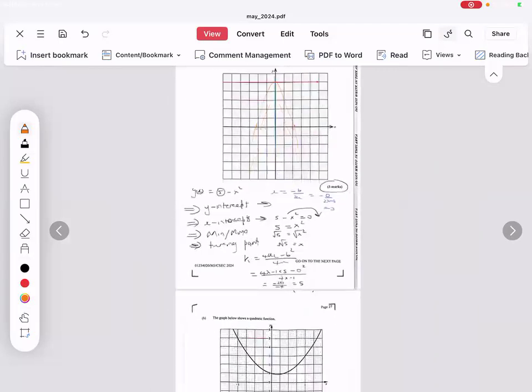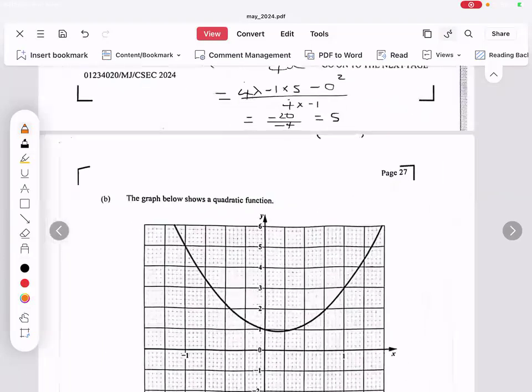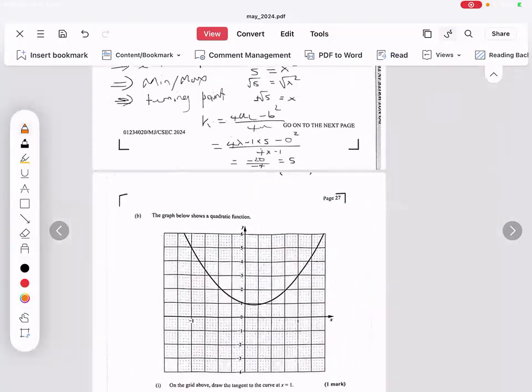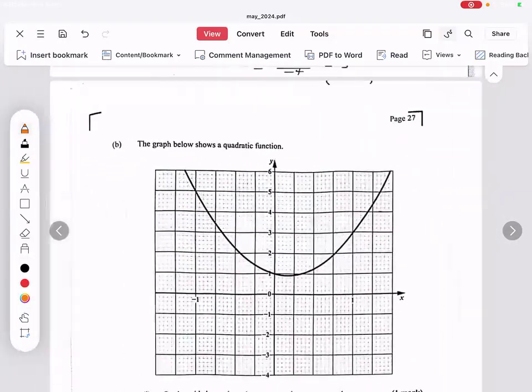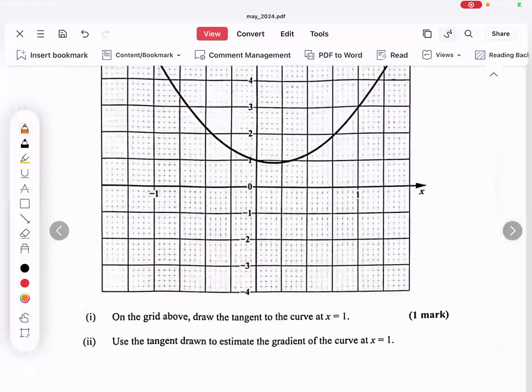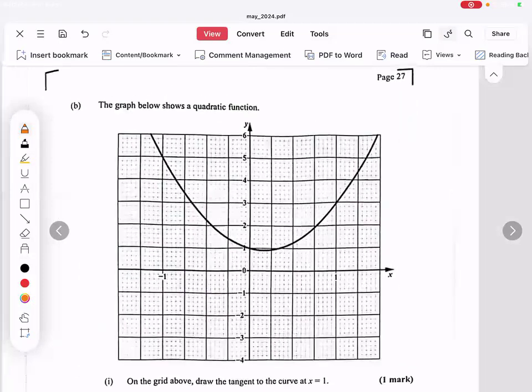All right, good. Moving on here. It says the graph below shows a quadratic function. It never tells us which one, it just says that it shows a quadratic function. It says on the grid above, you are to draw the tangent to the curve at x equal 1. So we want x equal 1.